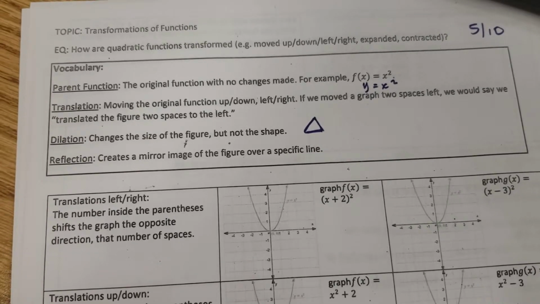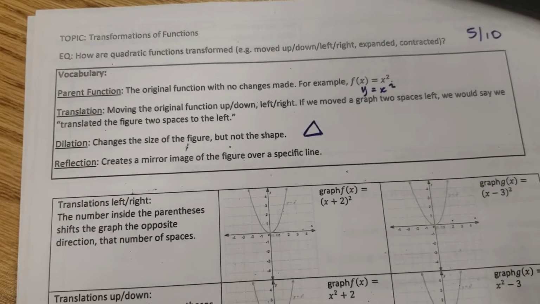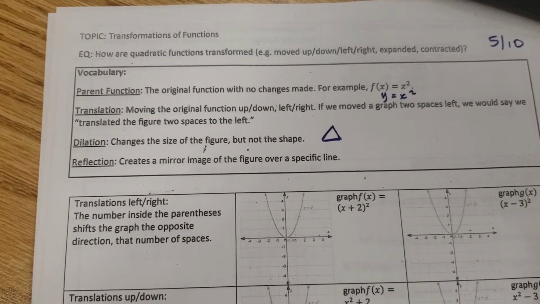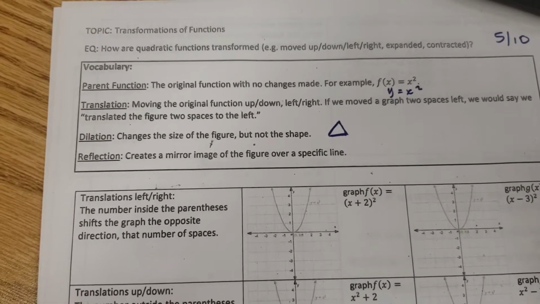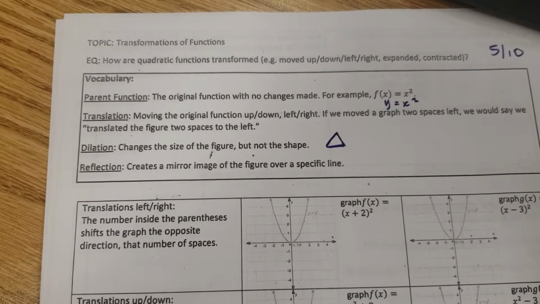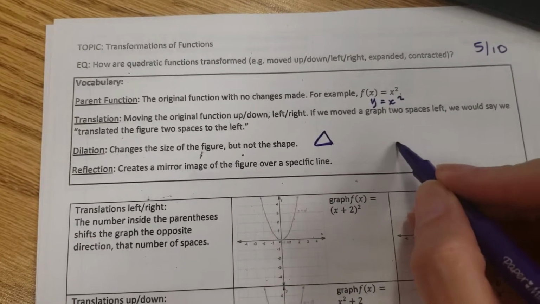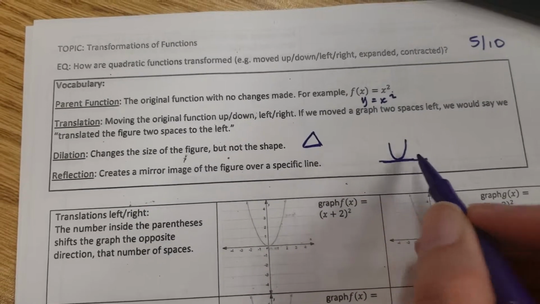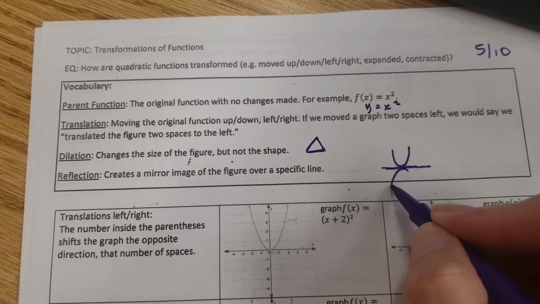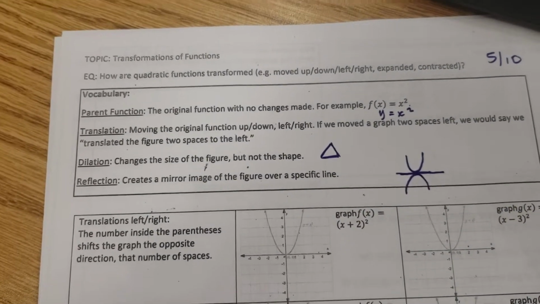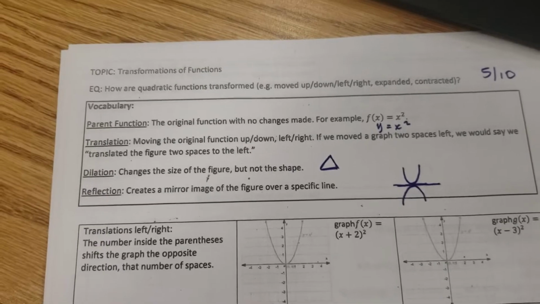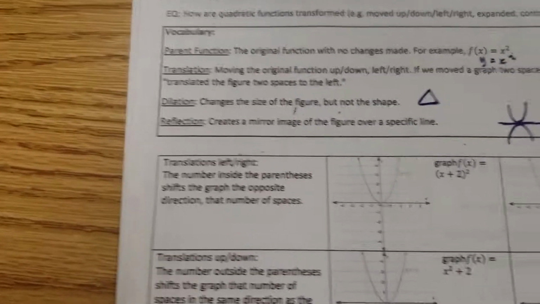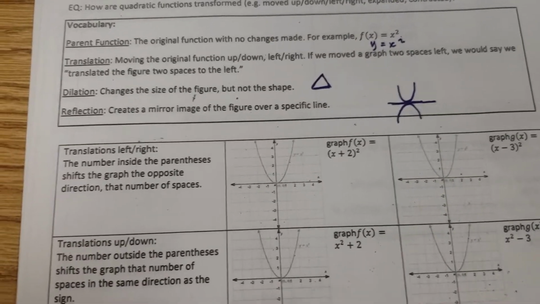So that's a dilation. And then a reflection creates a mirror image of the figure over a specific line. When it comes to parabolas or the graph of y equals x squared, the line that we're really dealing with is the line that goes through the vertex. So whatever the y value of the vertex is, we would reflect over that line, basically. I realize that's not a mirror image. It's okay. All right, so let's jump into a couple of different translations.